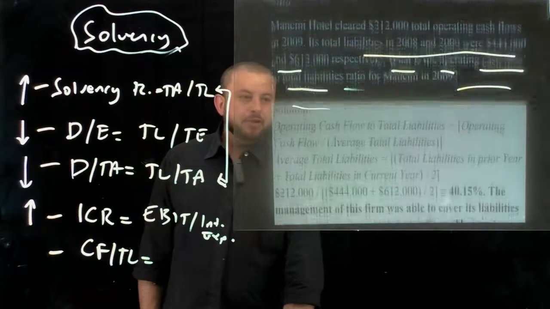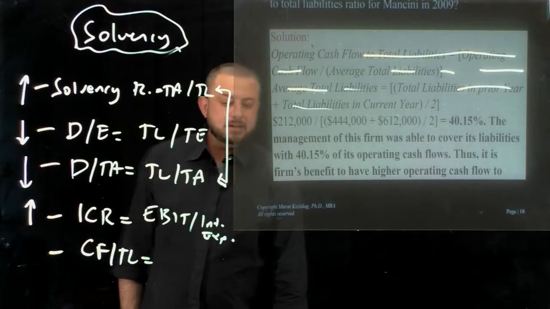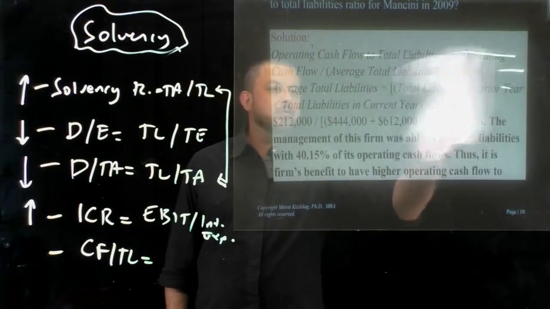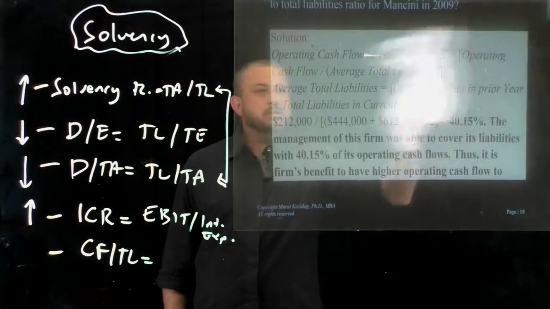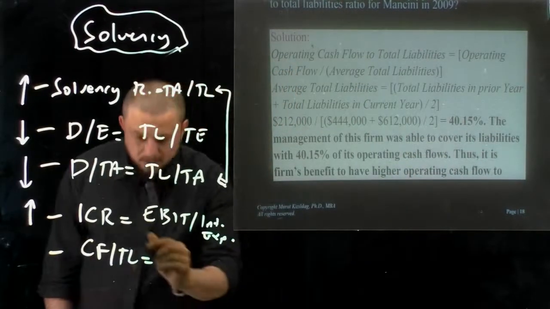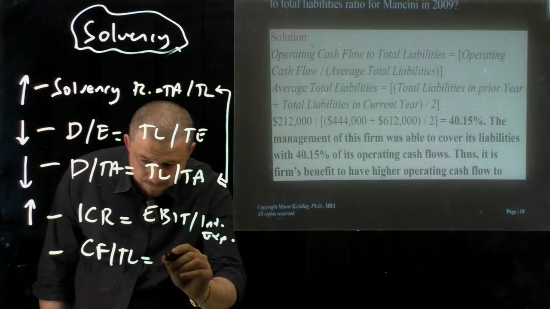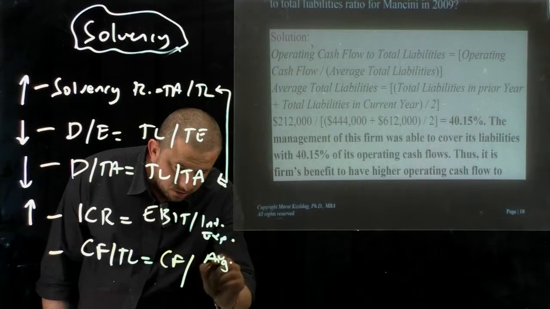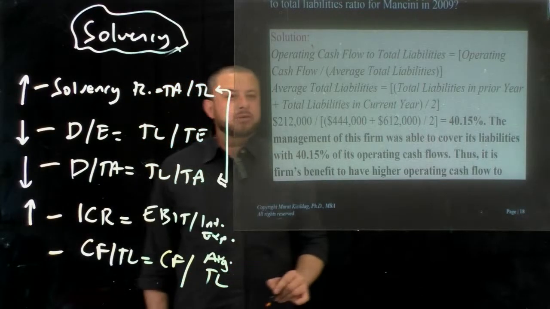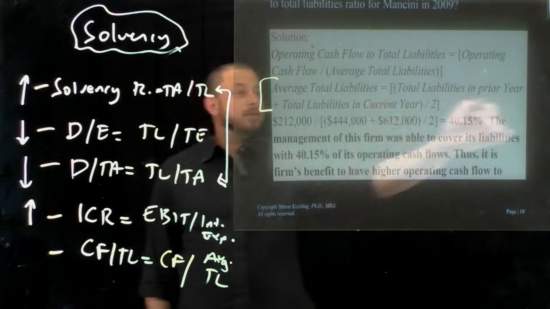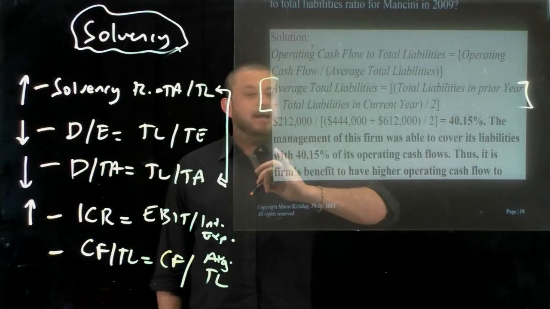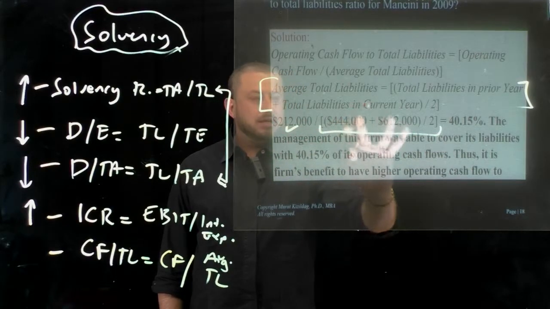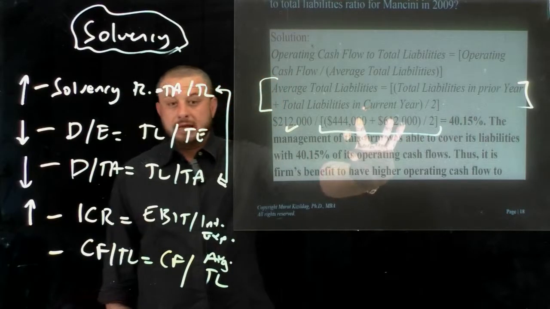Guys, whenever you have two numbers over here, that means you're about to deal with an average. Average of what? Average of total liabilities. Let me just correct my average TL right here. Average of total liabilities. You know how to take the average. It is right here. And we have the cash flows. We can take the average because we have two different values for the liabilities.